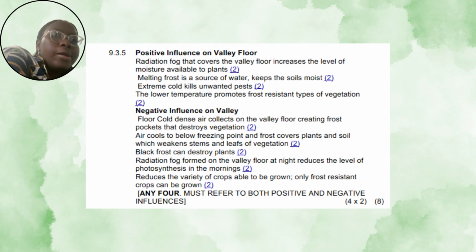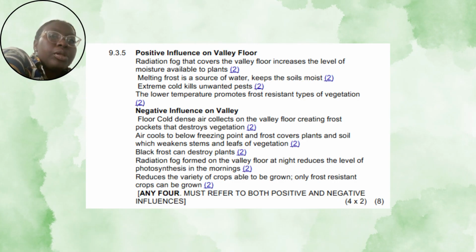So now we're going to look at the question. The positive influence on the valley floor is that radiation fog covers the valley floor, which increases the level of moisture that is available to plants. The melting frost is a source of water, which keeps the soils moist. Extreme cold will kill unwanted pests, and the lower temperature promotes frost-resistant types of vegetation.